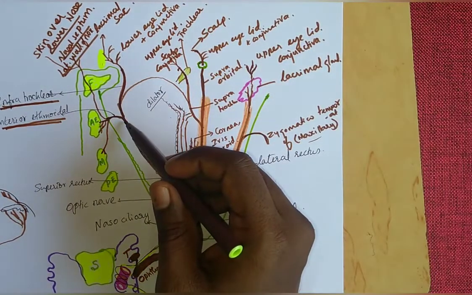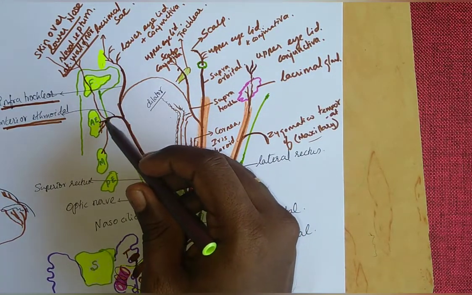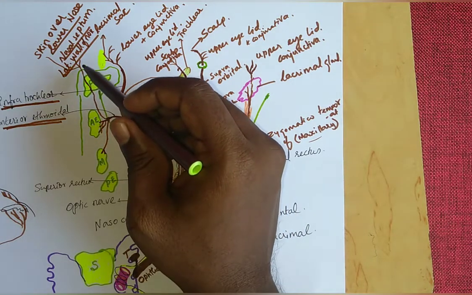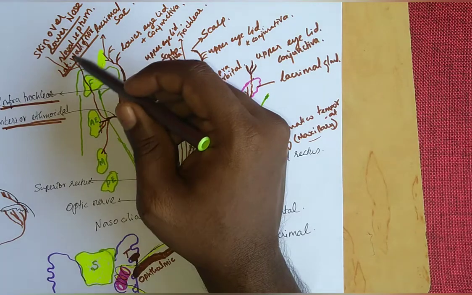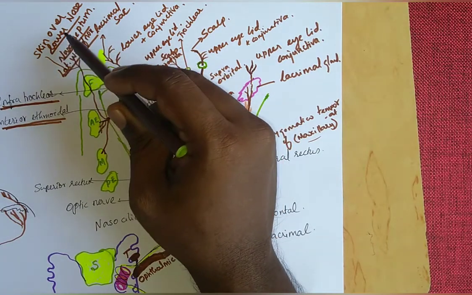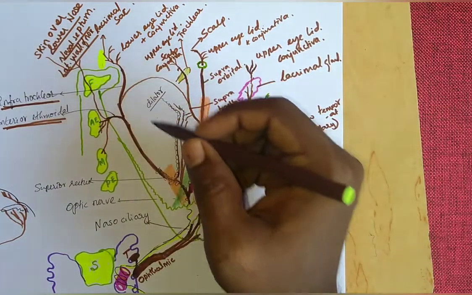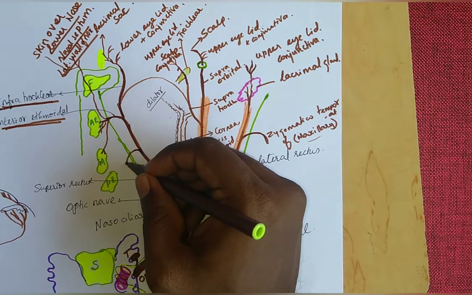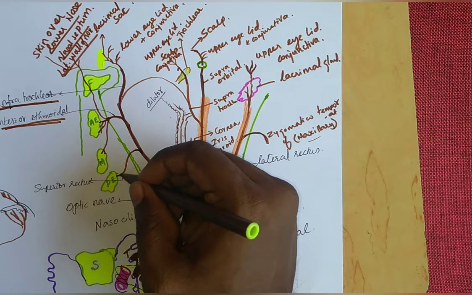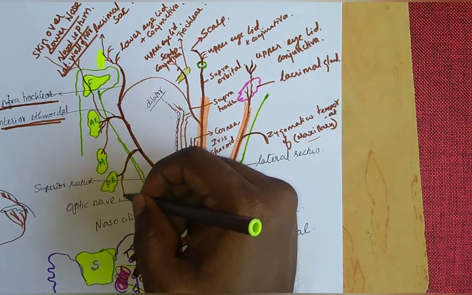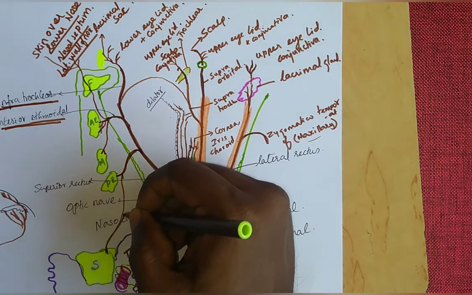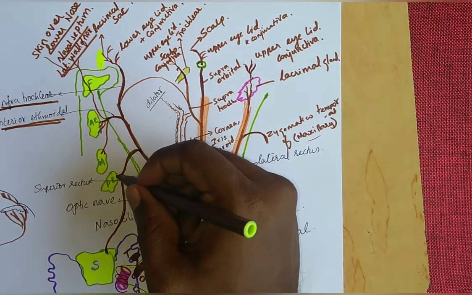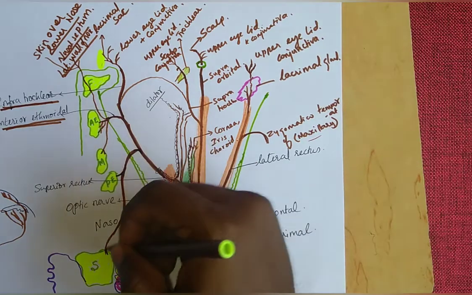Then coming to the anterior ethmoidal branch, it will be supplying the anterior and the middle ethmoidal air sinus. Then the anterior branch goes and supplies the nasal septum, lateral wall of the nose, and the skin over the lower part of the nose. Then there is one more branch, the posterior ethmoidal branch. The posterior ethmoidal branch will be supplying the posterior ethmoidal air sinus and also the sphenoidal air sinus.